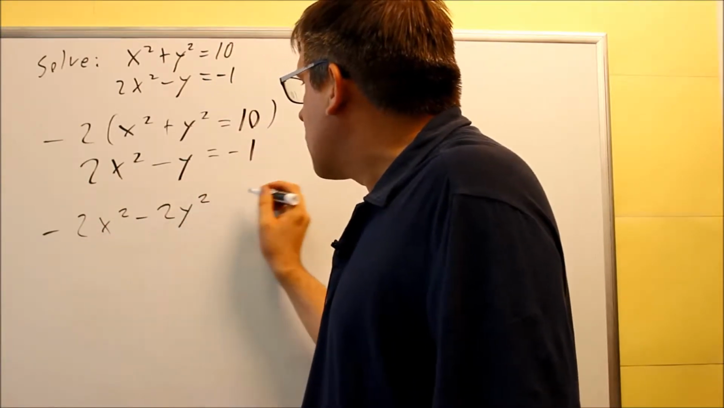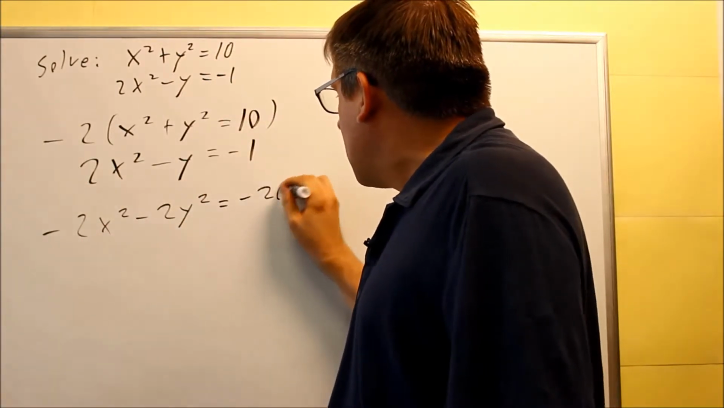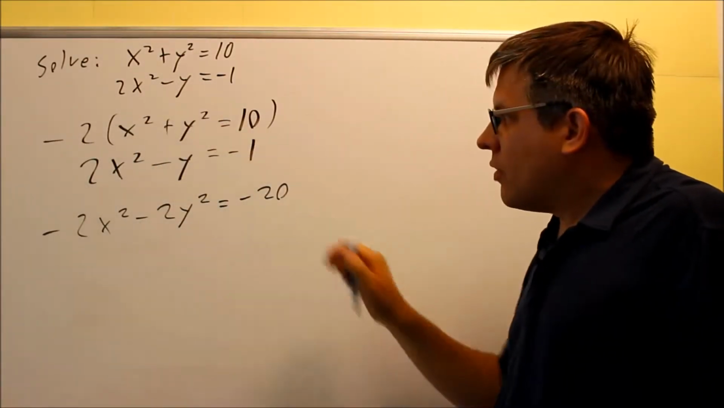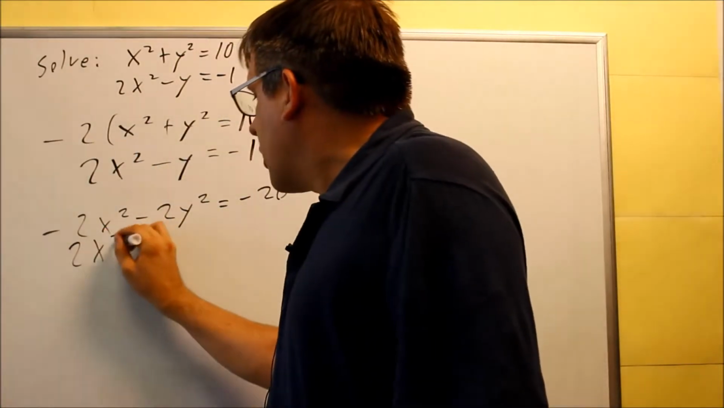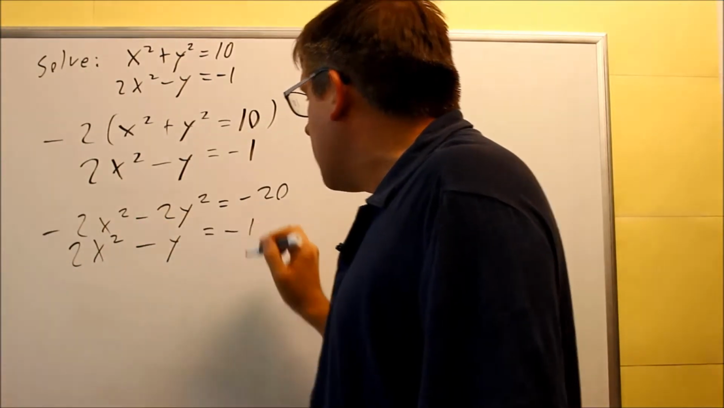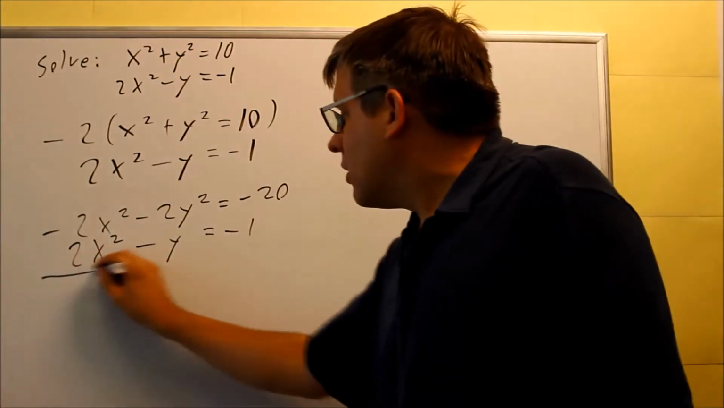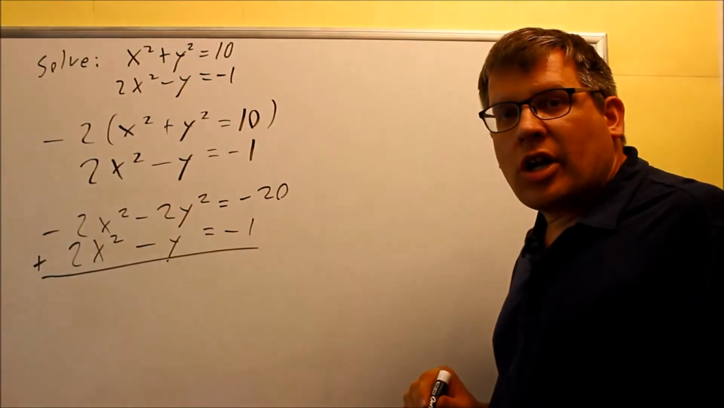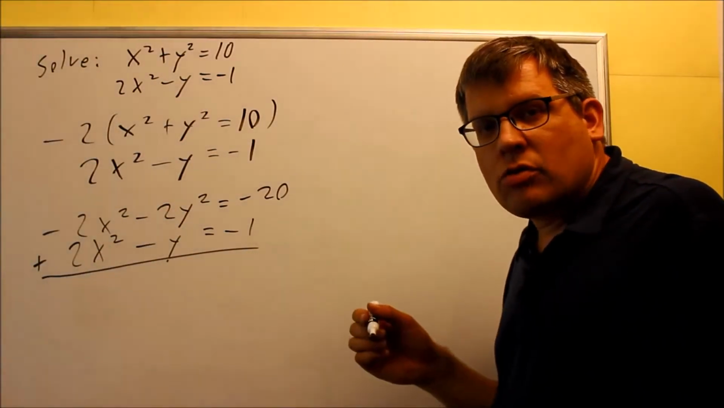Negative 2y squared is going to equal negative 20. So I get that. Multiplying that all the way through, I get this. This one down below, 2x squared minus y equals negative 1. I want to add the equations together. Now these definitely will cancel out. I'm going to get a 0. So both of the x squareds do cancel.